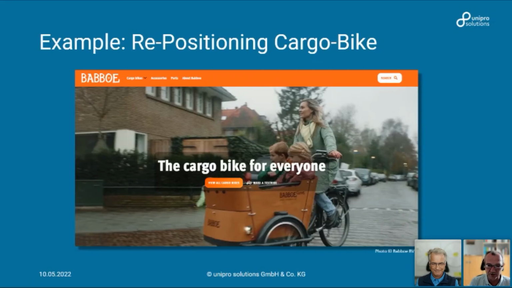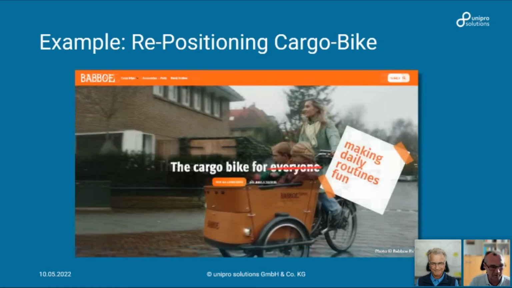It's true, right? Because there are so many users for cargo bikes. So we suggested something else. We said, okay, we think it's more like "the cargo bike for making daily routines fun," which speaks to, hey, it's not about transport. It's not about only the function. It's about the emotion. It's about having a better life. It's improving life. That was the story behind it.